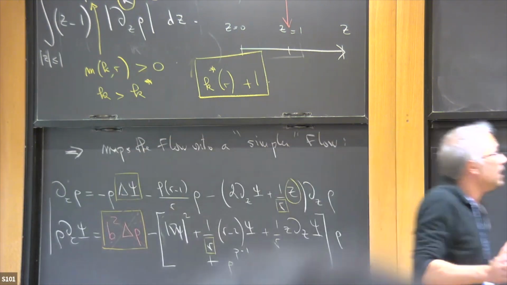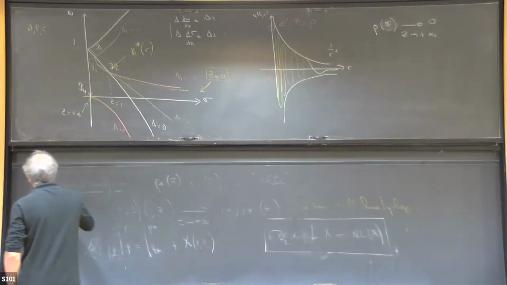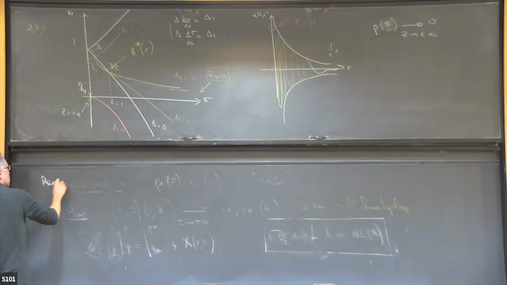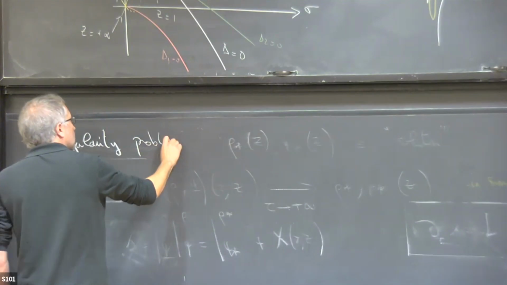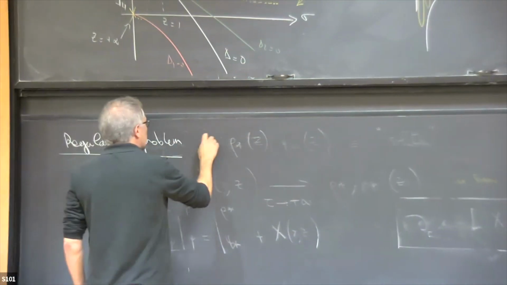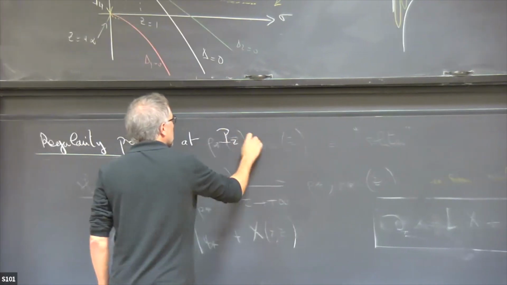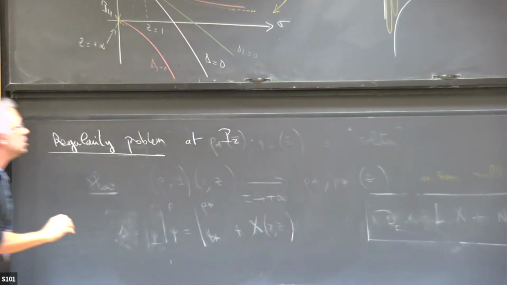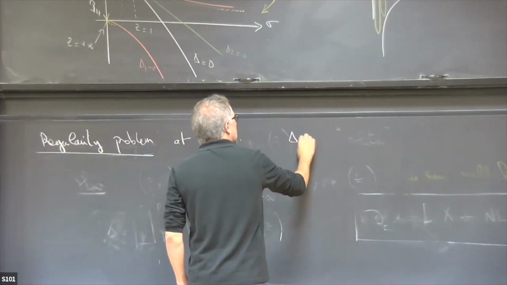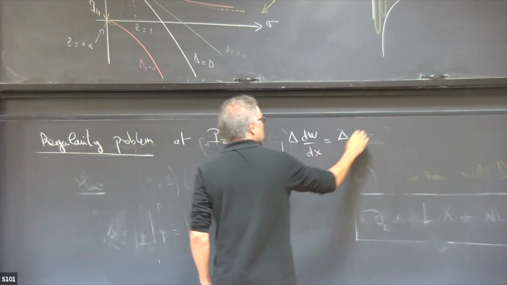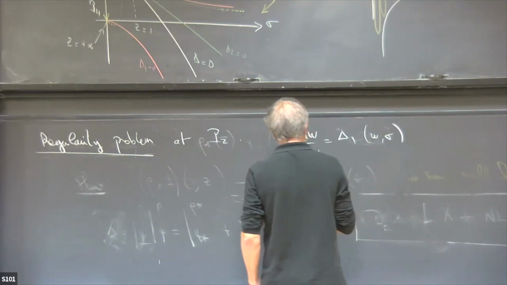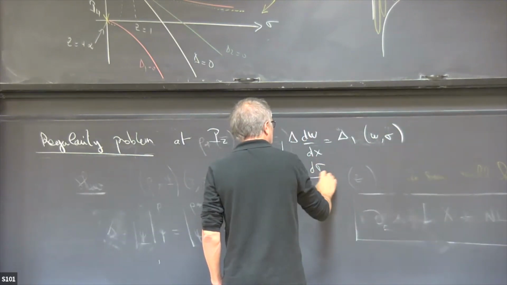Okay, so the only thing I need to understand now is this regularity problem. Okay, so this is a pure ODE problem. I have a very nice ODE, delta d omega dx equals delta 1, which is a function of 1 sigma, delta d sigma dx.